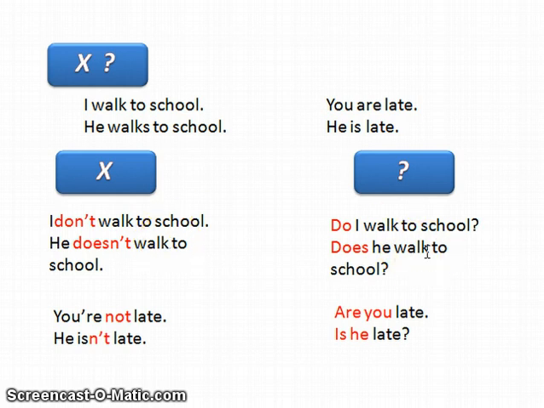The verb to be is a little bit different. You are late is an example of a sentence using the verb to be. In the negative form, we simply add the word not. You're not late. In the case of he is late, it becomes he is not late, or in its shortened form, he isn't late.